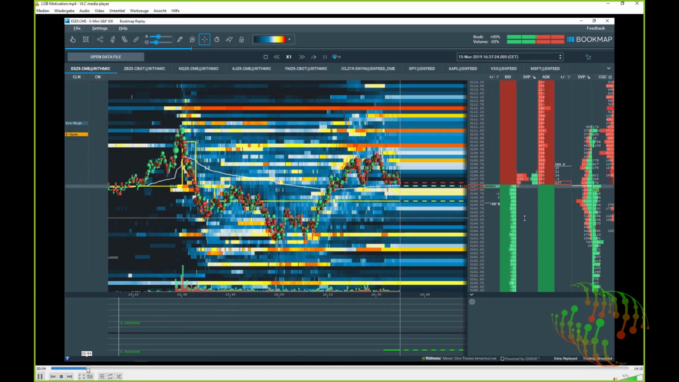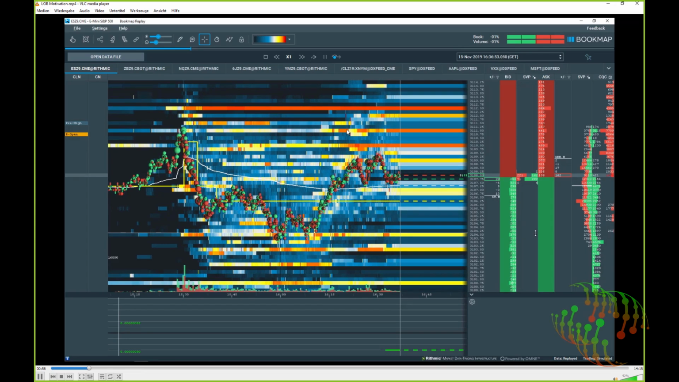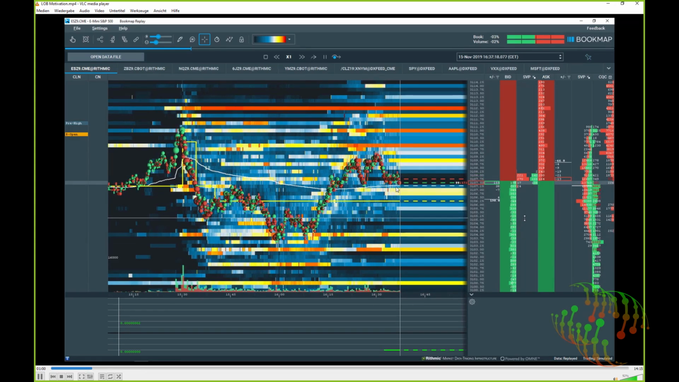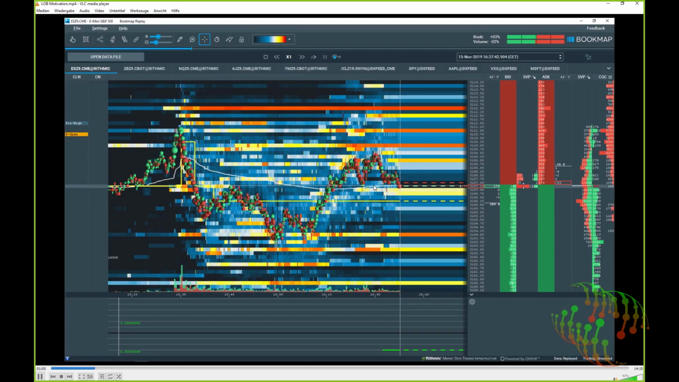Again, price is coming towards this VWAP, but I don't believe the VWAP is important here.